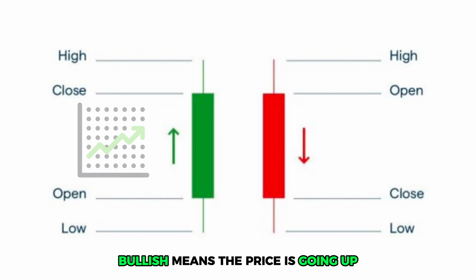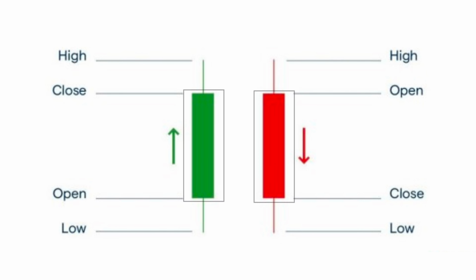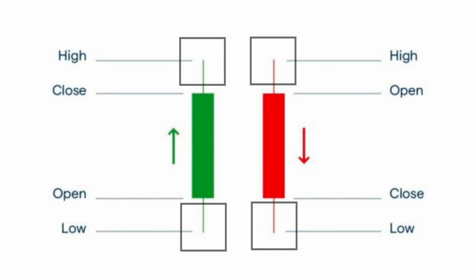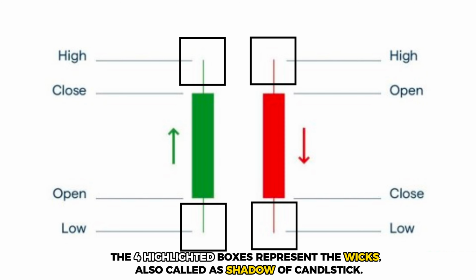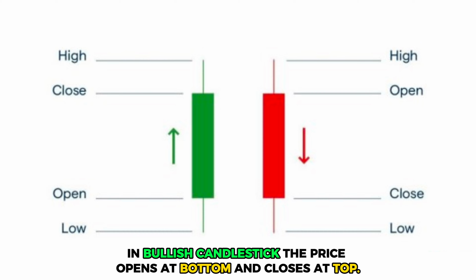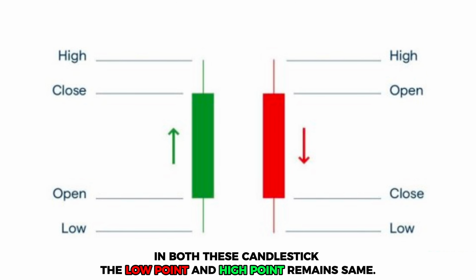Bullish means the price is going up. Bearish means the price is going down. The rectangle marked in front of you is called the body of the candle. The four highlighted boxes represent the wicks, also called the shadow of the candlestick. In a bullish candlestick, the price opens at the bottom and closes at the top. In a bearish candlestick, the price opens at the top and closes at the bottom. In both these candlesticks, the low point and high point remain the same.